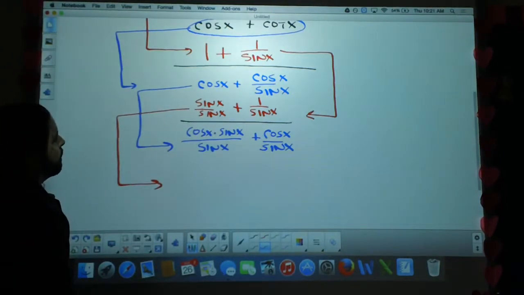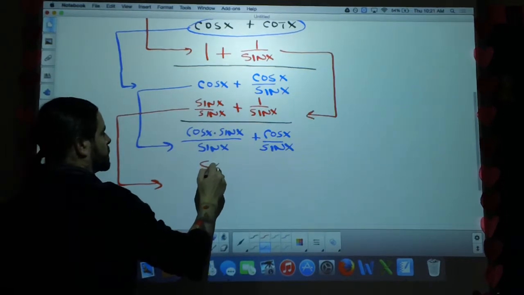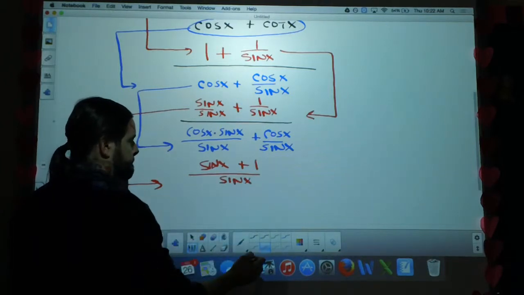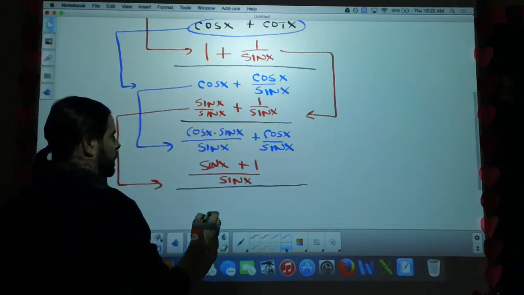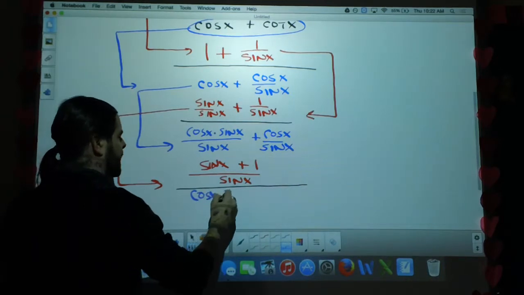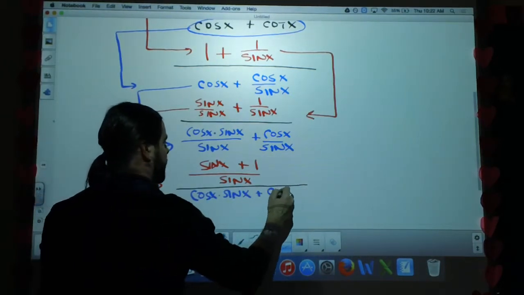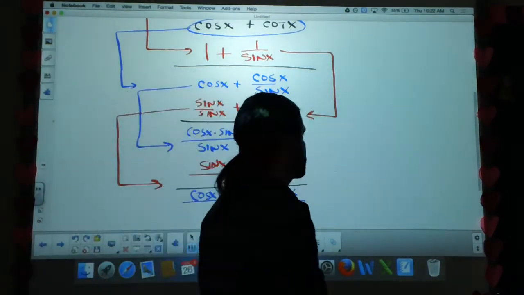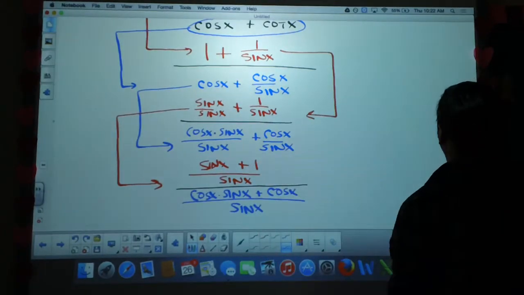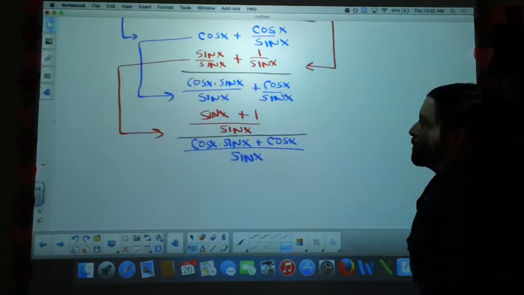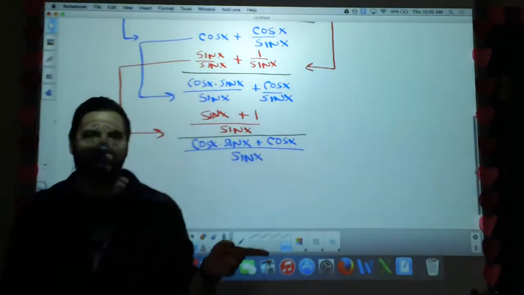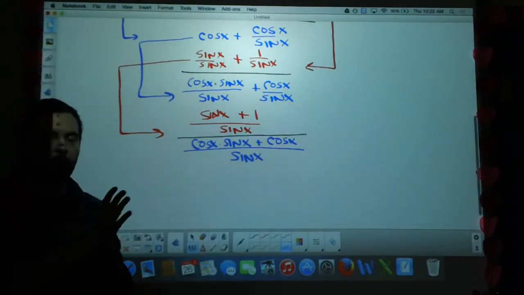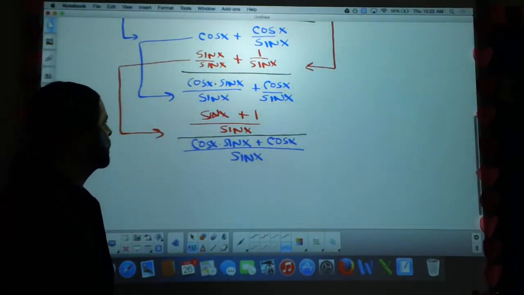I will say that's sine x plus 1 over sine x, and cosine x sine x plus cosine x over sine x. Now you might think to yourself at this point, Nucci, you're insane, because that is way more complicated than what we started with. And you're right. But you know what this is like? This is like cleaning your room. When you clean your room, it gets way messier before it gets cleaner, right? And then all of a sudden it snaps into shape. This is the same sort of idea.